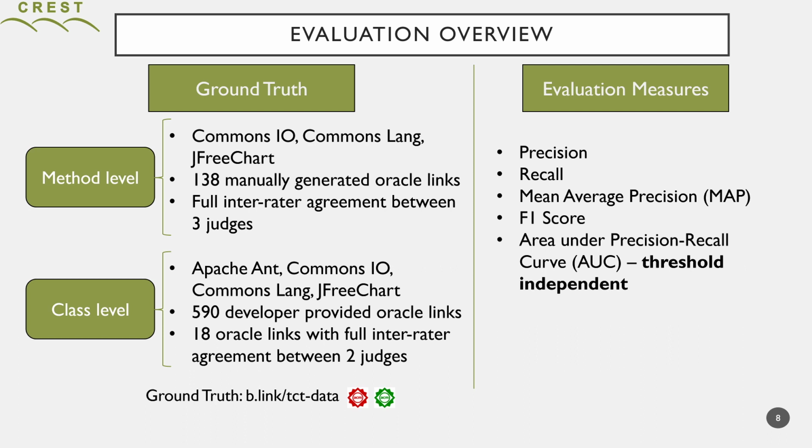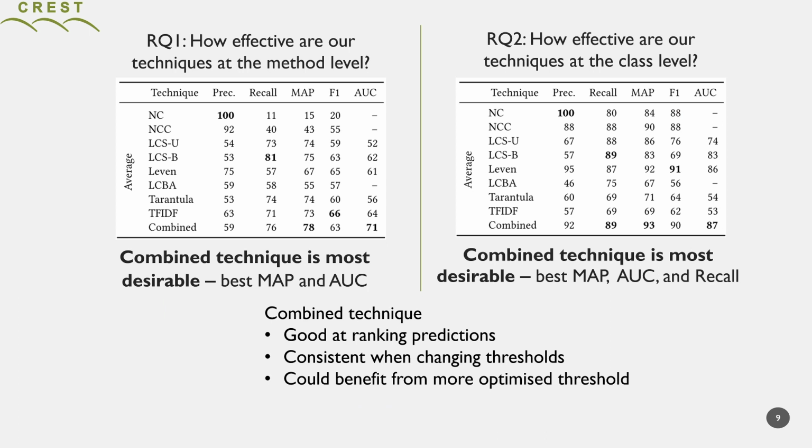For the evaluation measures, we use precision, recall, and mean average precision to look at ranking performance, and we look at the area under the curve because it's threshold independent. So for the results, we see that for RQ1, this is looking at how effective are the techniques at the method level using just method level information.